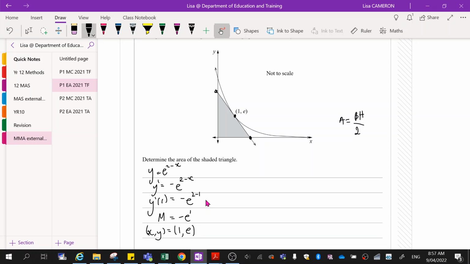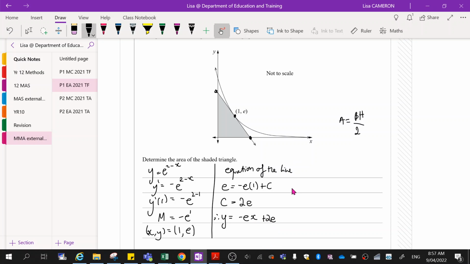Next thing I want to do is get my equation of the line. Okay, so y equals mx plus c. We're going to solve for the c part here. So e is equal to -e times 1 plus c. So then c is going to be equal to, when this comes over, it'll become 2e. Okay, so then that means that our equation is y equals -ex plus 2e.